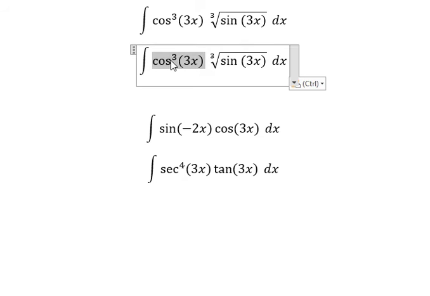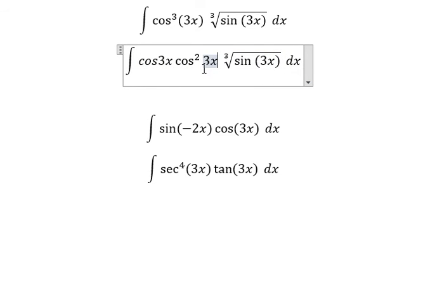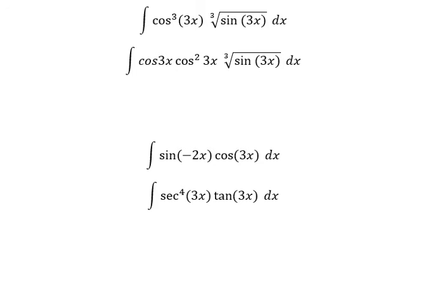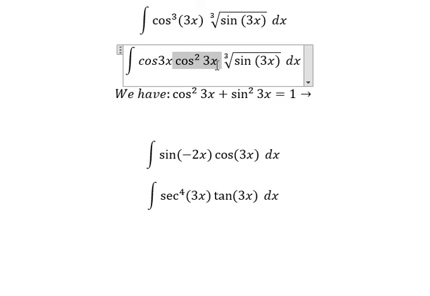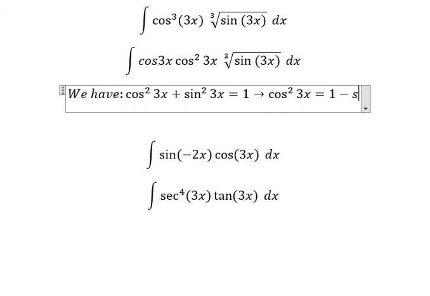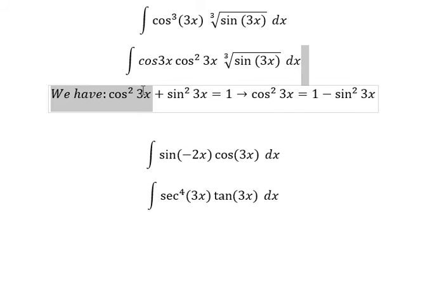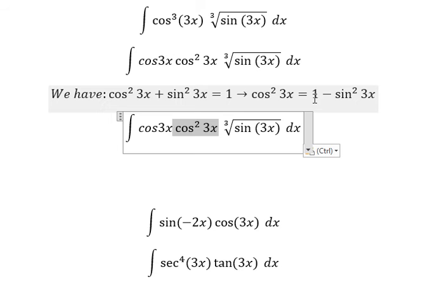About this one, we can split it into cosine 3x and cosine 3x squared. Next, we have the formula here: cosine 3x squared plus sine 3x squared equals 1. Because we have cosine 3x squared here, I will move this one to the right, and then change cosine 3x squared into this one.